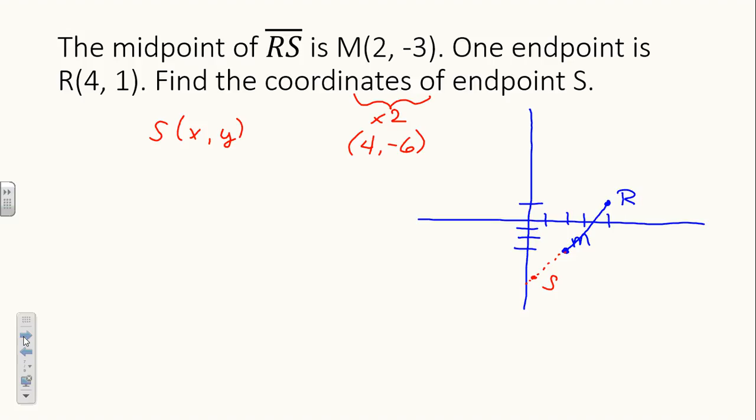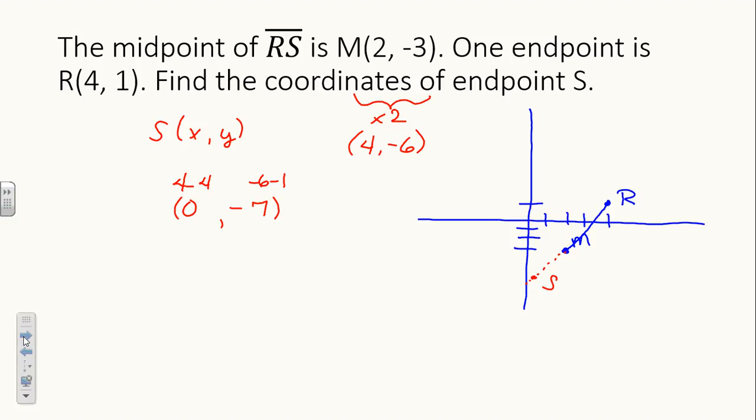Okay, so we think we're going to subtract. If we doubled our midpoint and subtracted our R, let's see if we get something that looks reasonable for S. So if we take 4 minus 4, the X value of S would be 0, right? Does that look like it could potentially be the X value for S? And if we take -6 minus 1, we would get -7. Does -7 look like it might be that value for S?